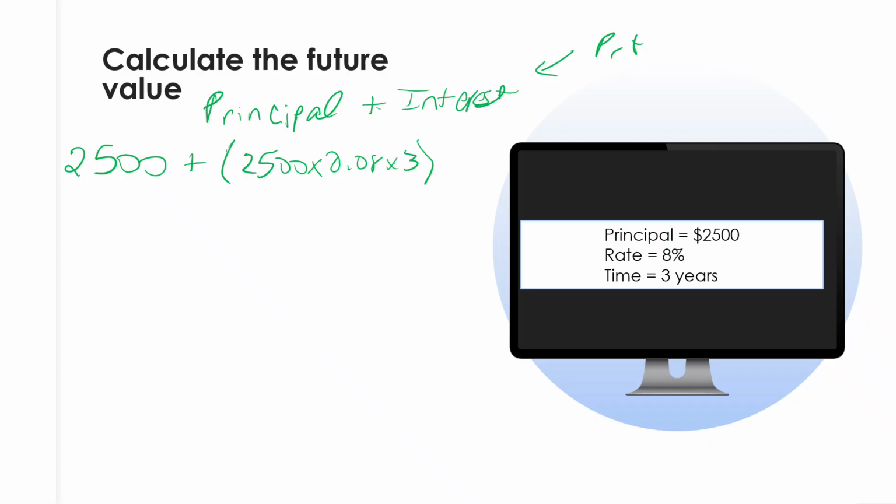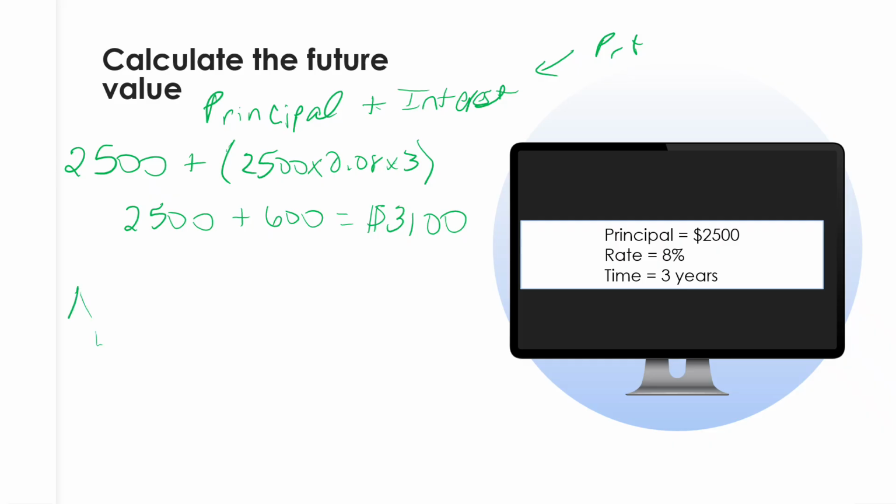So we know that our interest, 2,500 times 0.08 times 3, is 600. So this ends up being 2,500 plus 600, or 3,100. That's doing it the long way.